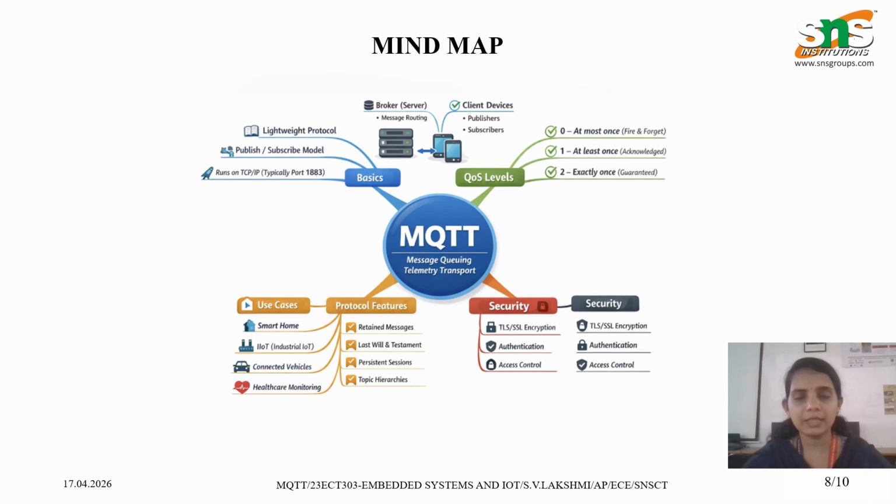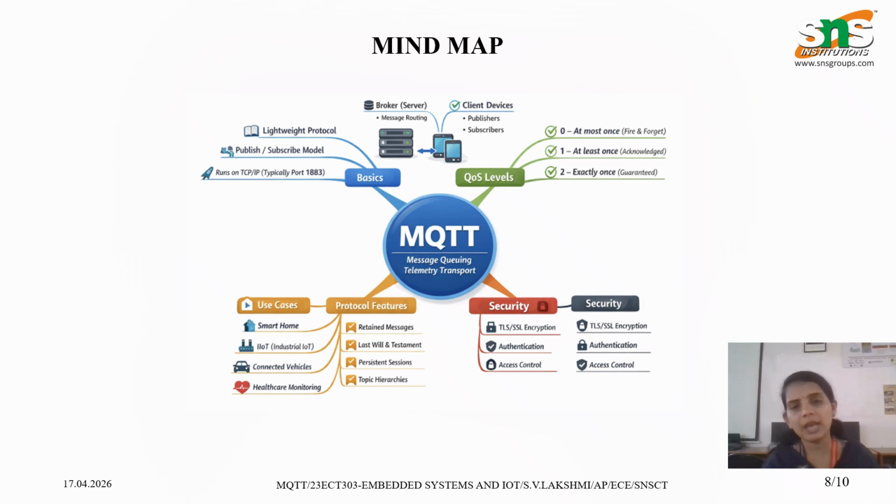Now let us sum up with the mind map of this MQTT protocol. The basics of MQTT we have discussed. The features are that it is a lightweight protocol, it works based on the publish subscribe model, and it runs on TCP/IP. The various QoS levels are 0, 1, and 2, that is, at most once, at least once, and exactly once. The client devices are publishers and subscribers, and it works through a central broker.